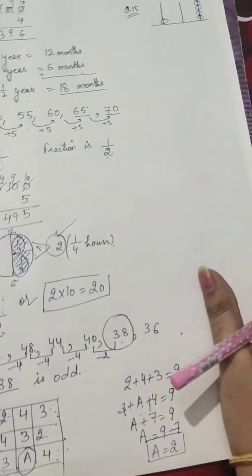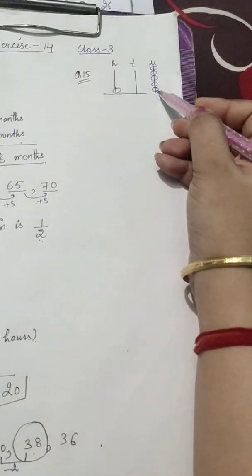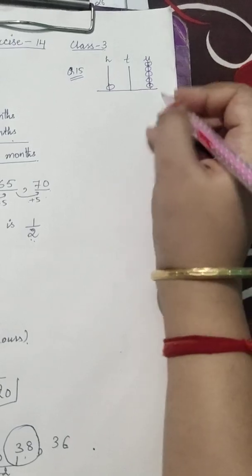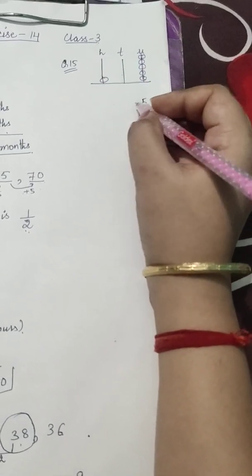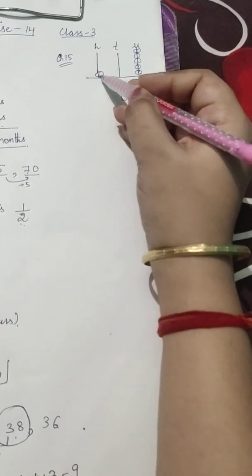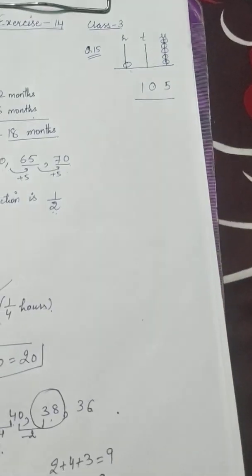Next, your last question. What number is shown on this abacus? So you have to count the number of beads. 1, 2, 3, 4, 5. So at the unit place it is 5. Tens place nothing is there, so it will be 0, and at hundreds place it is 1. So your number is 105.